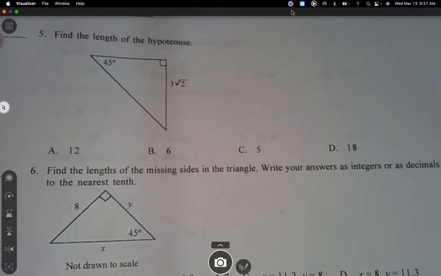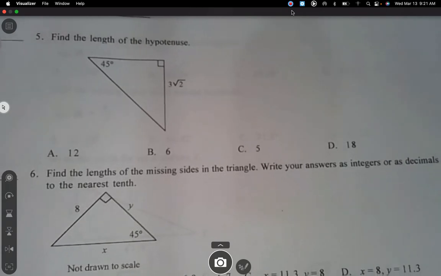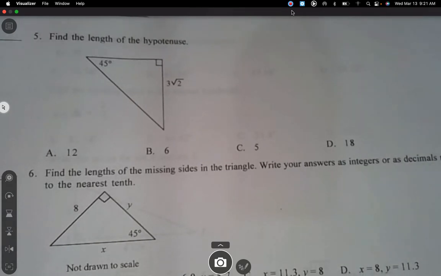Number 5, it says find the length of the hypotenuse. Okay, this is where we have 45, 45, 90. Let me write these on the board.